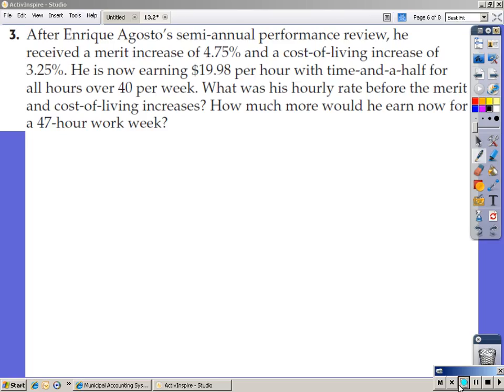Now, this problem's a little different from our example, but essentially it's the same thing. The first part is. The second part is actually from chapter 1, one of the very first things we did when we started working out of this book. Okay, so let's see what it's asking us to find. It wants his hourly rate before the increases, so X equals original pay. Okay.